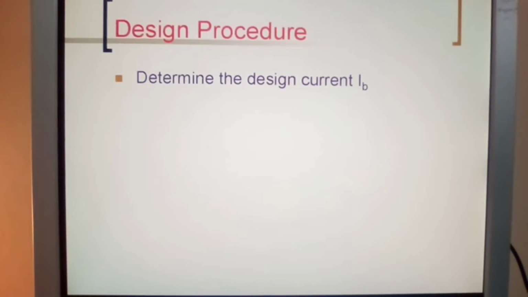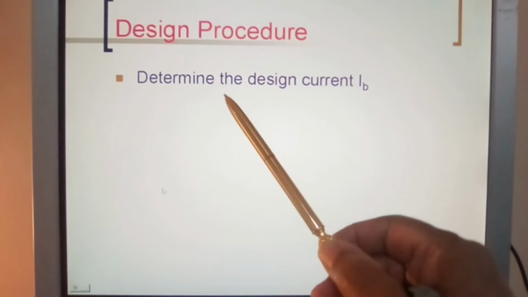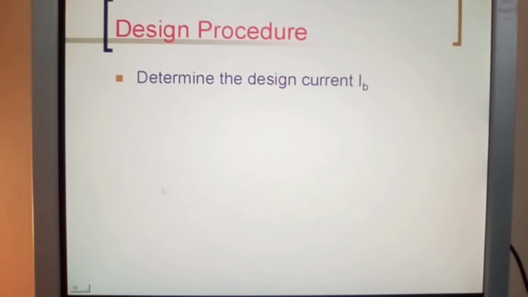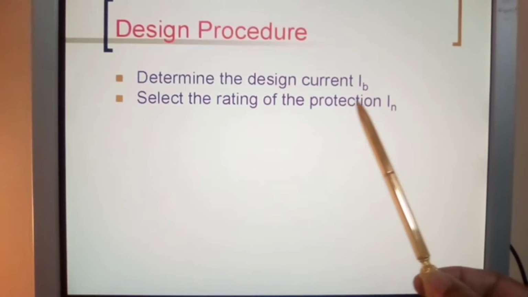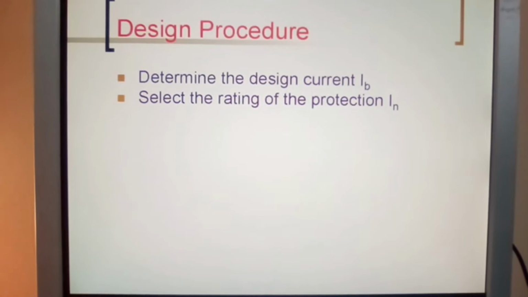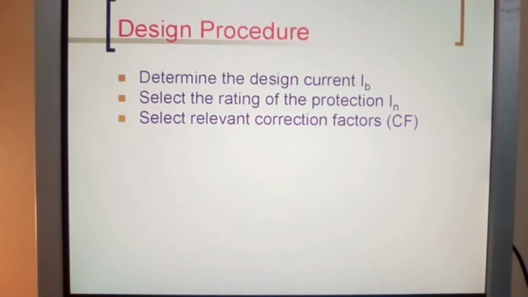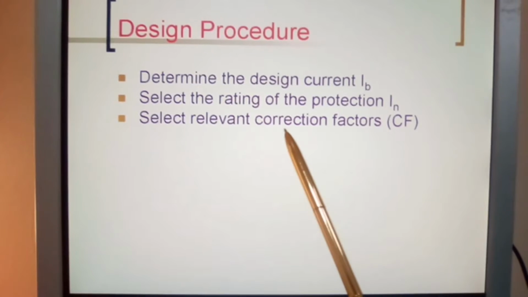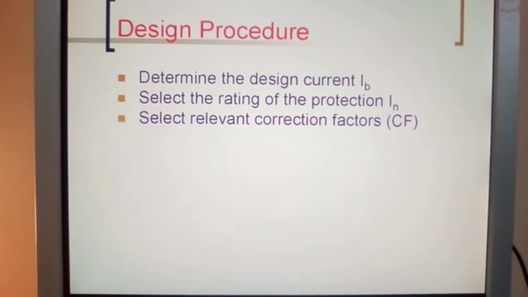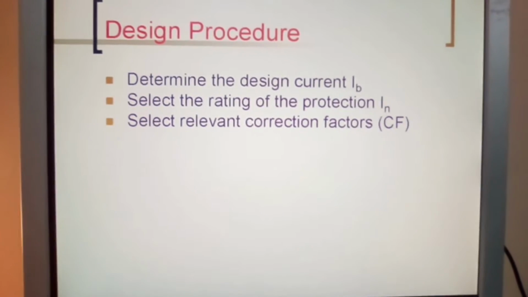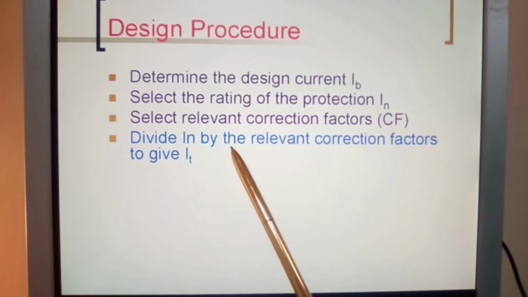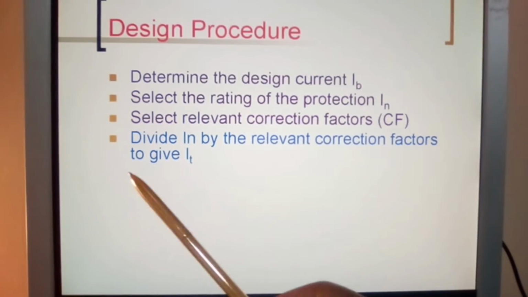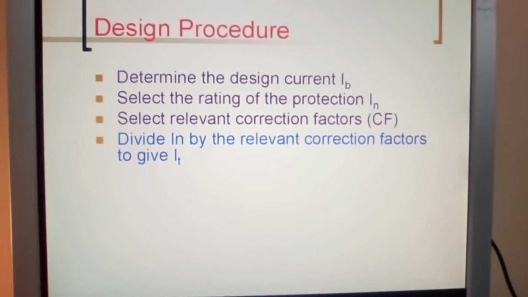Determine the design current IB. Select the rating of the protection IN. Select the relevant correction factors CF. Divide IN by the relevant correction factors to give IT, current total.